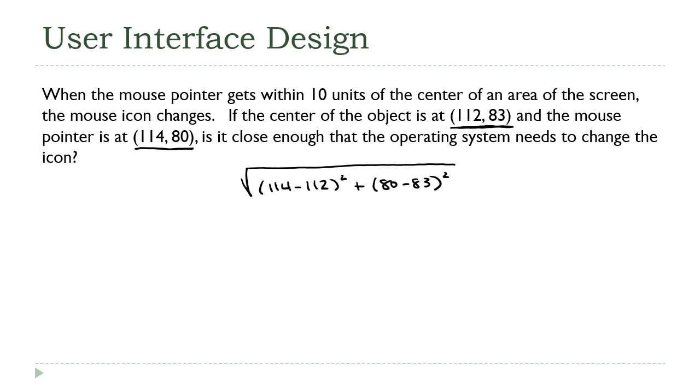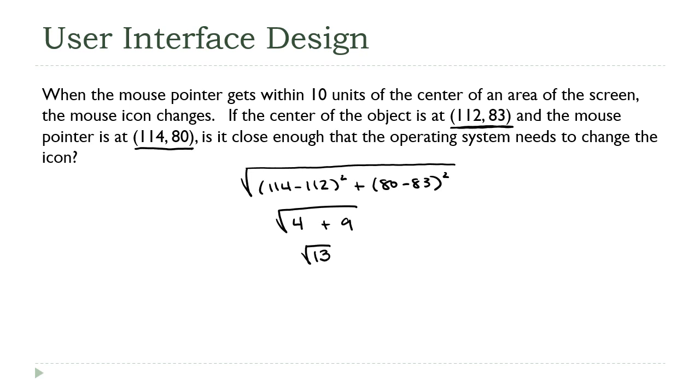So what do I have here? 114 minus 112 is 2. 2 squared is 4. Over here I've got 3 squared, that's 9. So this is the square root of 4 plus 9. That's the square root of 13. Now you can go to your calculator if you like, figure out what that is. You really don't need to.